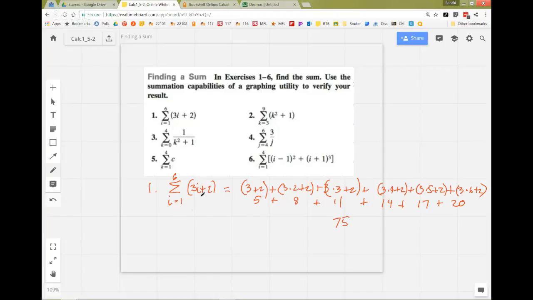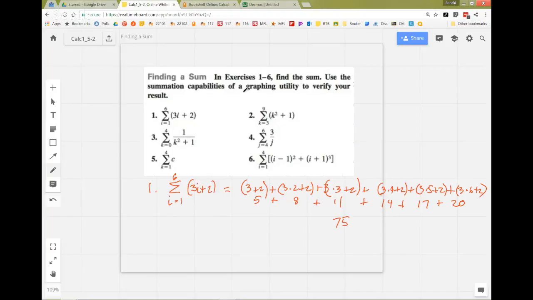So I need you to get into this notation so you can tell exactly what is happening. The same expression exactly. The i is being replaced by 1, 2, 3, all the way up to the end of the index 6.